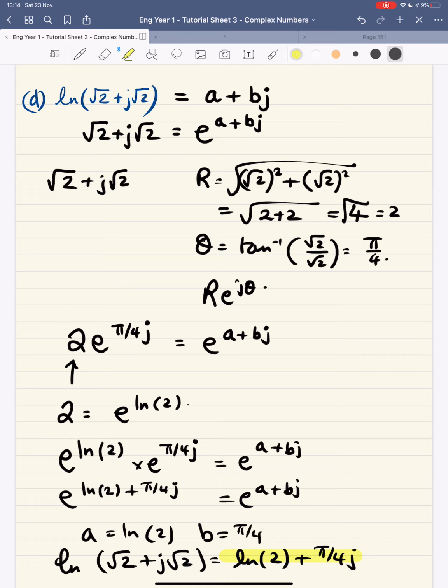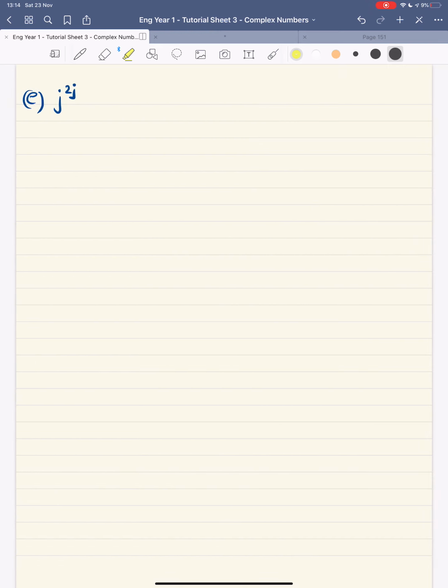Okay, that's that one. e^(j·2j). Right, so what we do here is j raised to the power 2j. So we think about where j is. That's 1j on the imaginary axis.